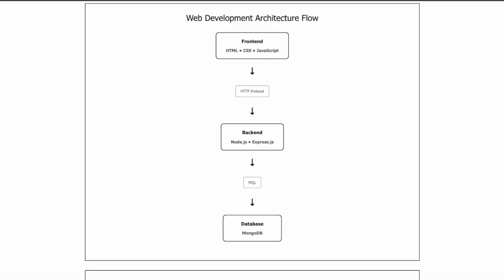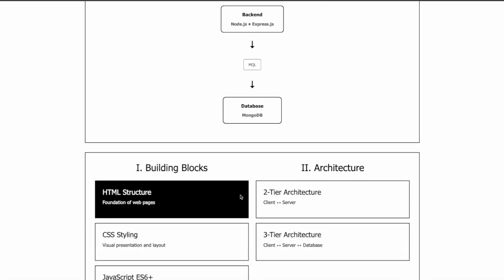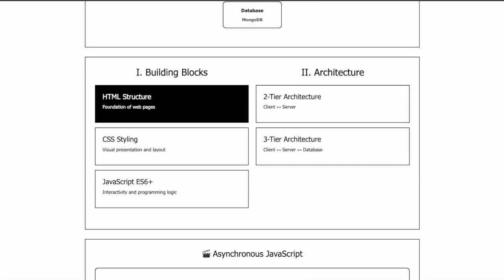And all three tiers communicate through the HTTP protocol, sending and receiving data in JSON format. We also use the MongoDB query language to communicate with the database. And yeah, that's the overall map from the browser to the server, to the database, and finally back to the browser. Let's work through each part more closely right now.